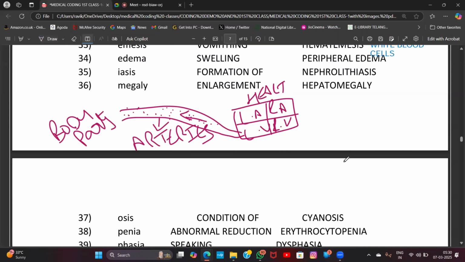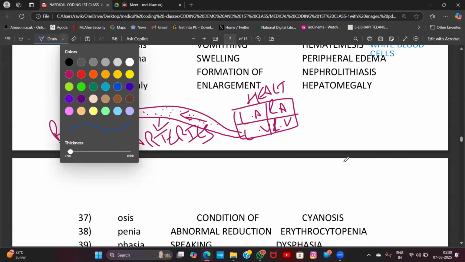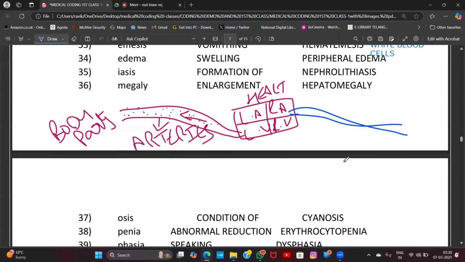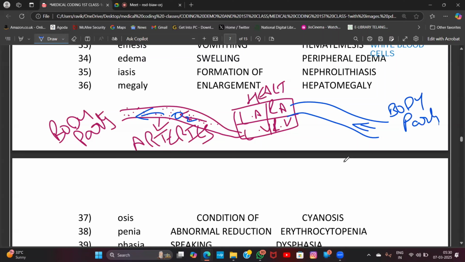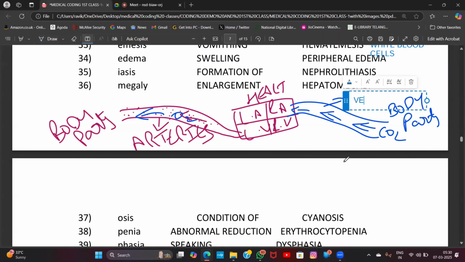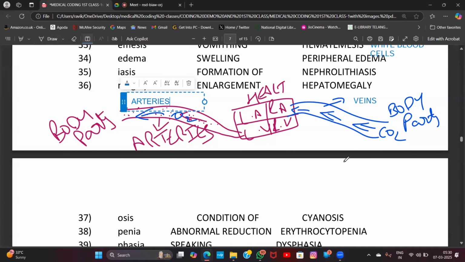The tubes which carry deoxygenated blood, which means CO2-rich blood, from the body parts to the heart are called veins. We call them veins. Oxygenated blood carriers are arteries. When another pipe originates from a vein, that is the smallest vein.